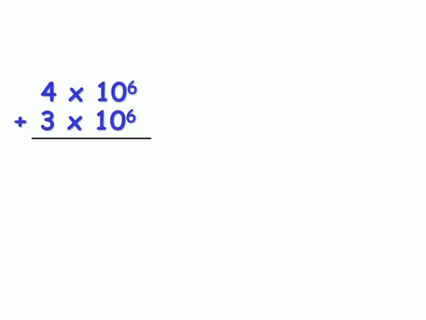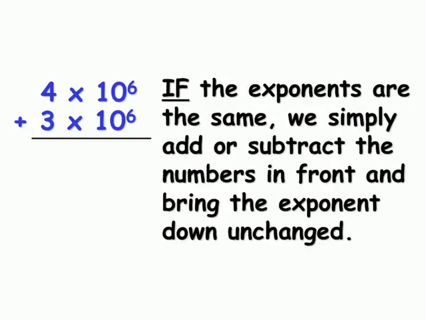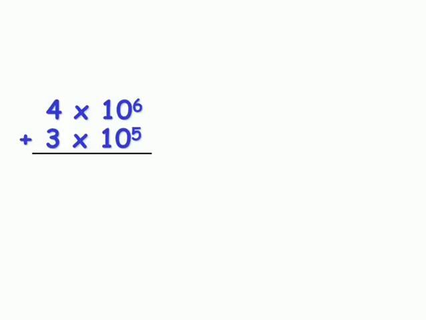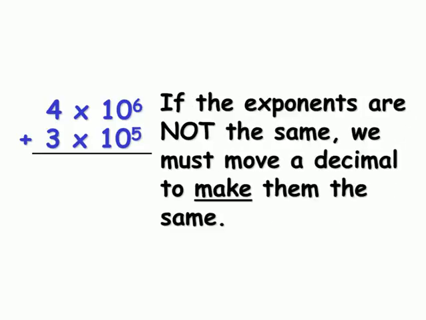Here we have 4 times 10 to the 6th power plus 3 times 10 to the 6th power. So if the exponents are the same, we simply add or subtract the numbers, the m value, in front and bring down the exponent unchanged. So we have 4 plus 3 is 7. Bring down the times 10 to the 6th power. Simple enough. However, if the exponents are not the same, we must move a decimal to make them the same.